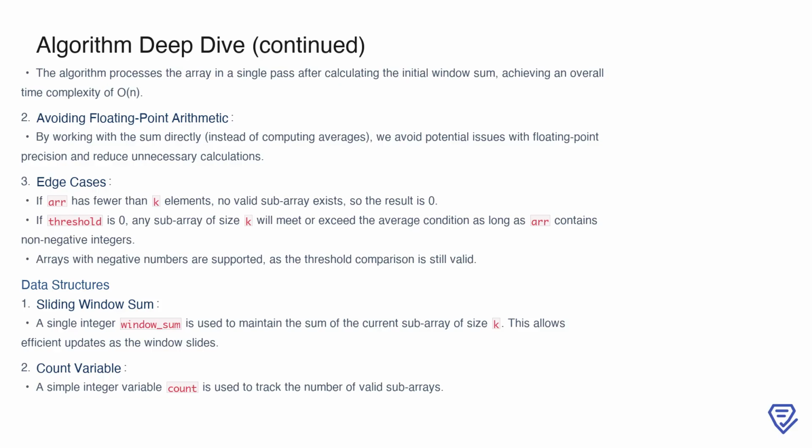There are a few edge cases to consider. If the array has fewer than k elements, there are no valid subarrays, so the result is 0. If the threshold is 0, any subarray of size k will meet the condition as long as the array contains non-negative numbers. Negative numbers in the array are also supported, as the condition remains valid for any threshold value. The algorithm uses minimal extra space, relying only on a few integer variables, making it both time and space efficient.